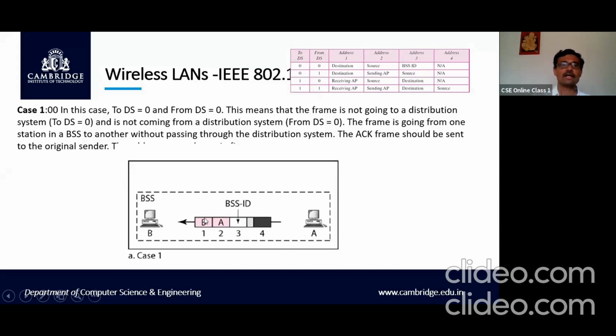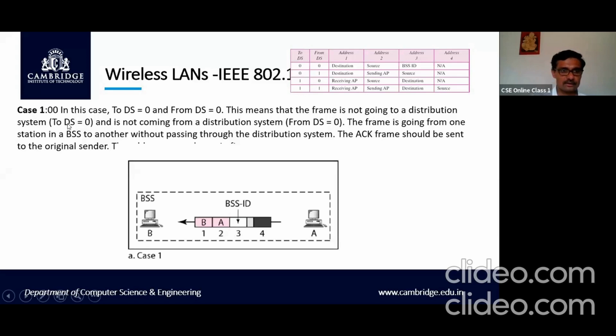Okay. So in other words, when to DS is 0 and from DS is 0, a frame is not going to a distribution system, nor is it coming from another distribution system. Of course, sorry, DS stands for distribution system.